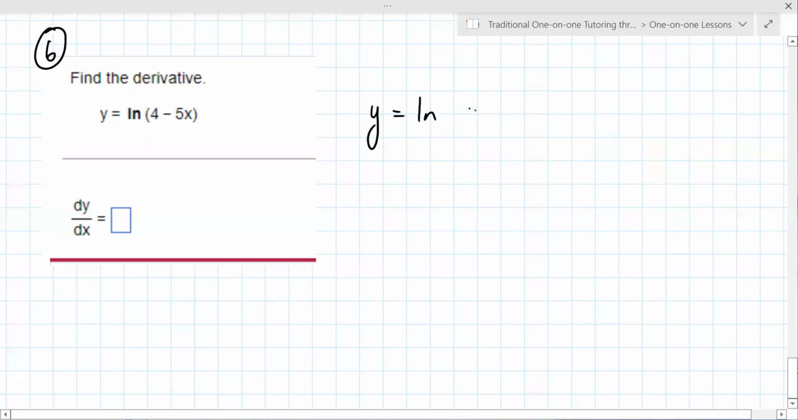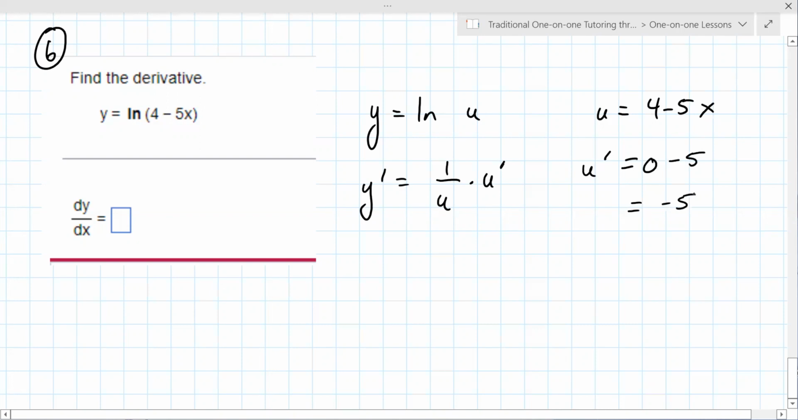It's natural log of u equals 4 minus 5x. And again, the derivative is 1 over u times u prime. So we're writing out the rule, and then we're just filling in u prime. The derivative of 4 is 0. The derivative of minus 5x is minus 5. So it's just minus 5. So this becomes 1 over 4 minus 5x times minus 5.